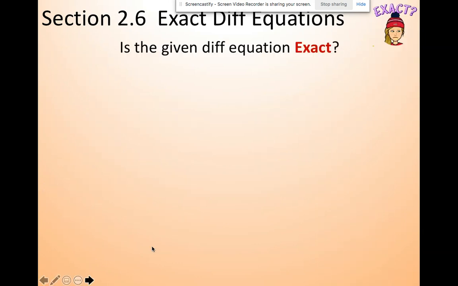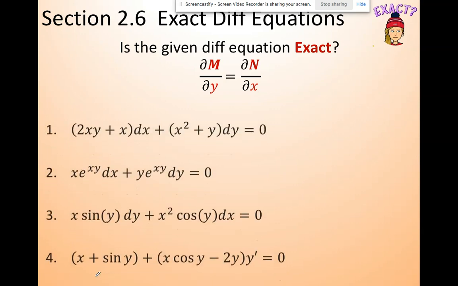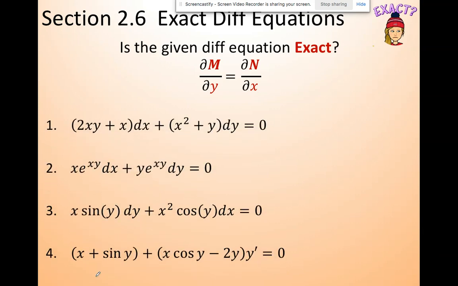All right. So first, I just want to do some practice verifying whether we have an exact equation or not. So I just want to know if the partial of what we call m with respect to the other variable is equal to the partial of what we call n with respect to its other variable. So here are 4 equations. You might want to stop the video and do this yourself. But for each one, you want to figure out who m and n are.